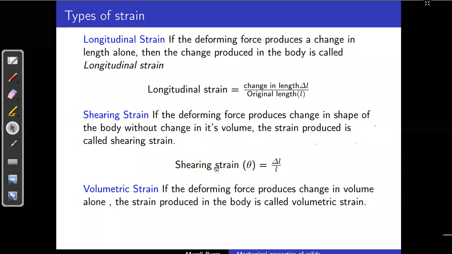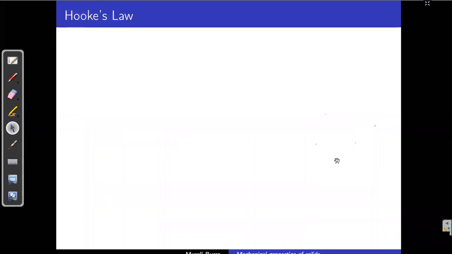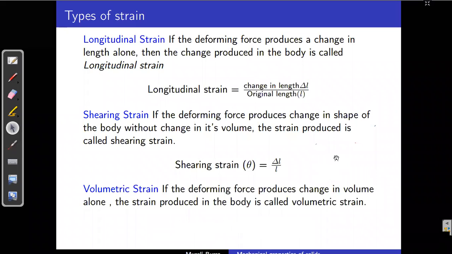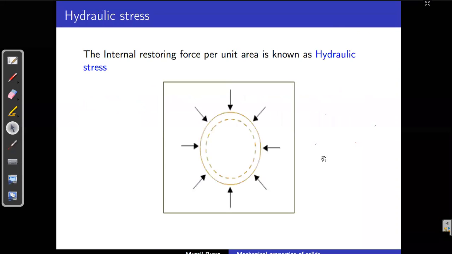Volumetric strain means the deforming force produces a change in its volume. So what can we write? Change in configuration is what? Volume. Change in volume by original volume, we call it volumetric strain. So change in volume by original volume, we are calling it volumetric strain. That is about three types of stress and three types of strain. Now next we have Hooke's law, we will see. Before going to that, I will show you this strain diagram once. If it is clear, we will go with Hooke's law.